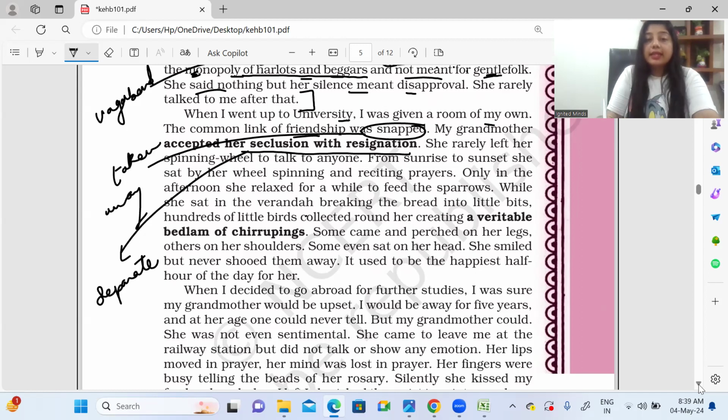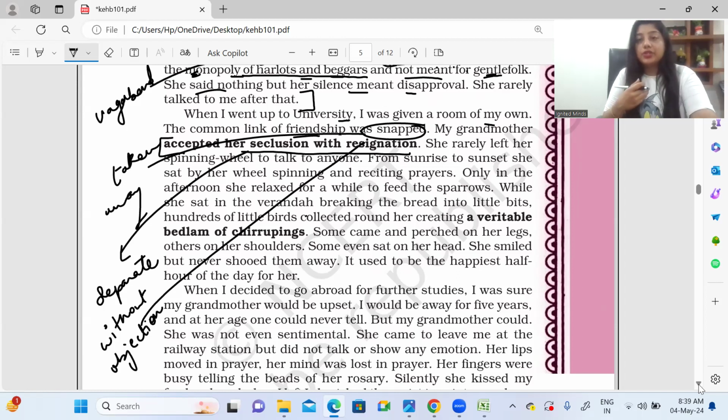Now what does resign mean? Without objection. Without objection. There's a very deep meaning behind this thing you need to understand. Accepted her separation. She accepted the separation. Separation from who? Separation from the narrator. Why?